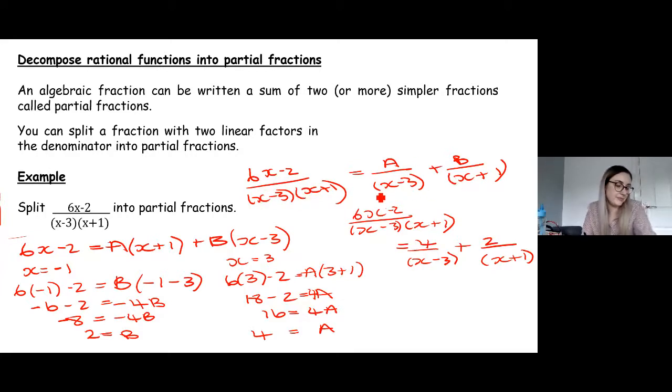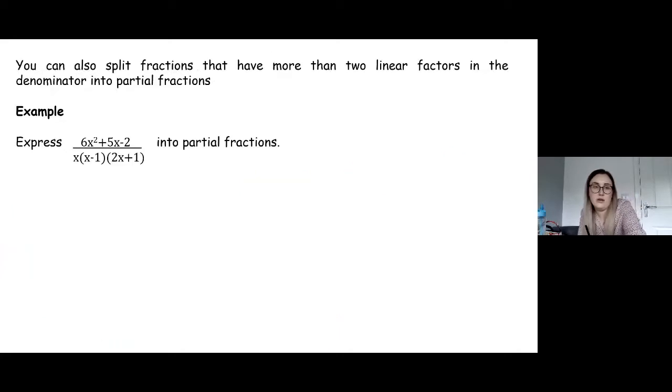Okay. Right. So you can also split fractions that have more than 2 linear factors in the denominator. So let's have a look at this one. We've got 6x squared plus 5x minus 2, and then on the bottom, we've got x, x minus 1, and 2x plus 1. Okay. So this one works exactly the same.